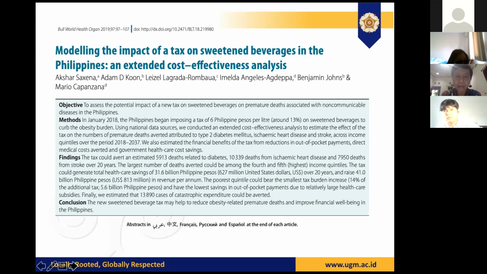Jadi the largest number of deaths coming to 4th to 5th highest income quantile, the tax billion revenue per annum. Jadi ini kalau taxnya ditingkatkan ya di 41% additional tax ini, jadi bisa lowest out-of-pocket payment ya due to healthcare, dia bisa estimate dari 13.890 case catastrophic expenditure can be tidak digunakan gitu ya. Jadi tax itu diharapkan bisa menurunkan konsumsi sehingga sakit, terutama diabetes ya, kalau konsumsi sweet itu bisa berkurang sehingga payment dari kayak kalau di sini BPJS, di sana national insurance-nya bisa berkurang.